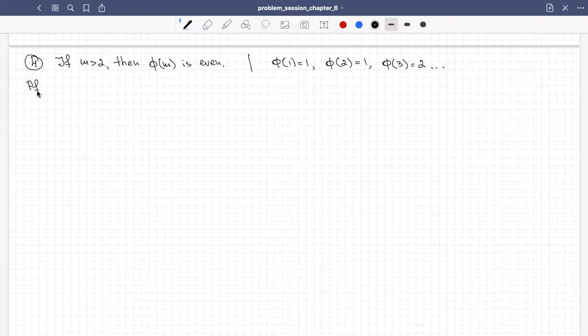Here is the proof. We'll consider 2 cases. The integer m may satisfy one of the 2 following conditions. Either there is an odd prime p which divides m, or m is a power of 2, 2 to the t, with some positive integer t.